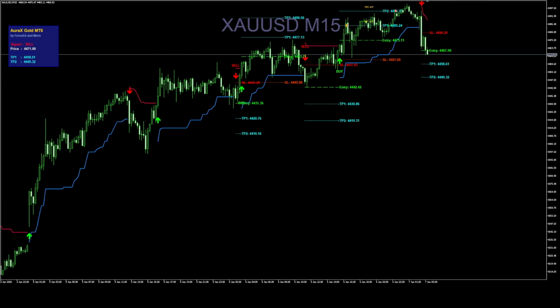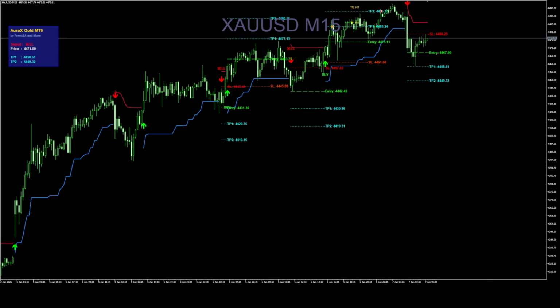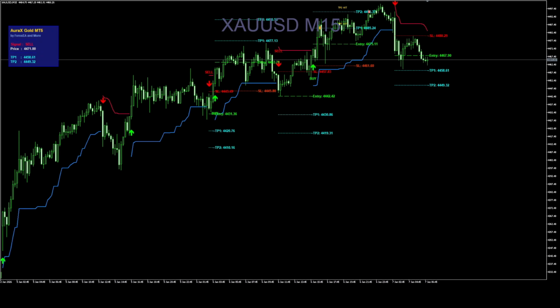Pro tip, for best results, align M15 signals with the higher timeframe bias shown by the SuperTrend on H1 or H4. In strong trends you can even trail stops along the blue line.